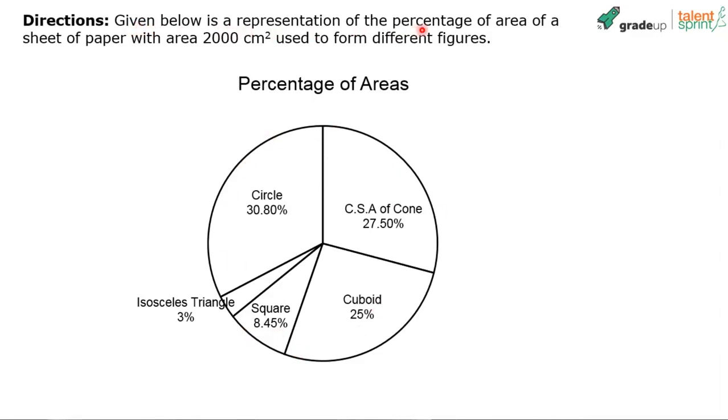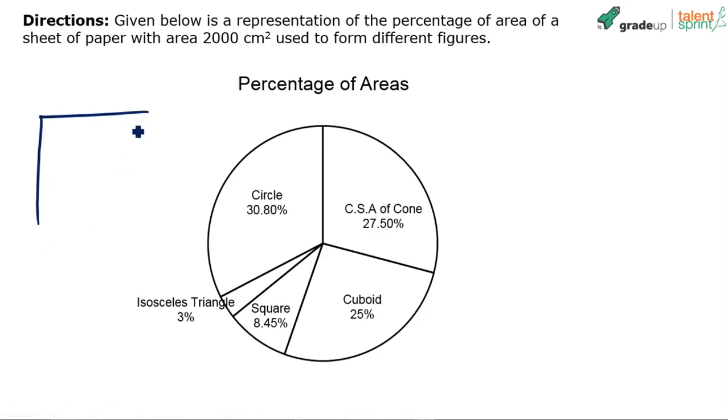It talks about the percentage of area of a sheet of paper with area 2000 centimeter square used to form different figures. In the pie chart you can see he's talking about a cone, a cuboid, a square, an isosceles triangle, and a circle, and the percentage distribution is given to us. He's also mentioned that the total area of the sheet of paper is 2000 centimeters square. You understand?